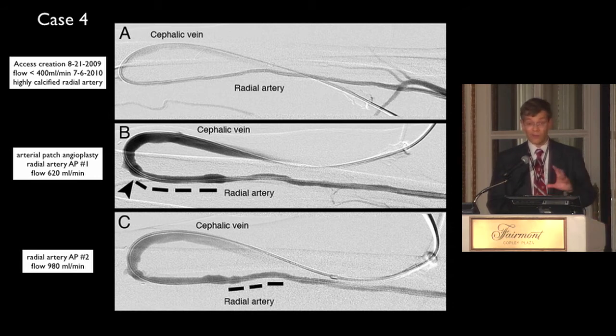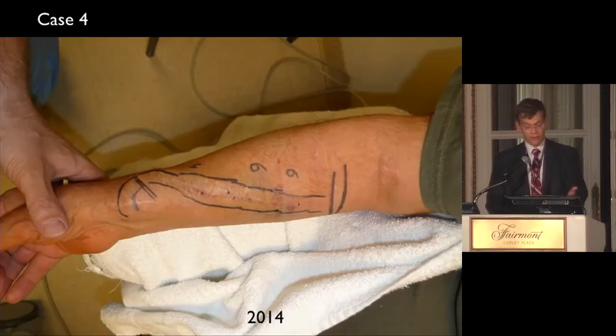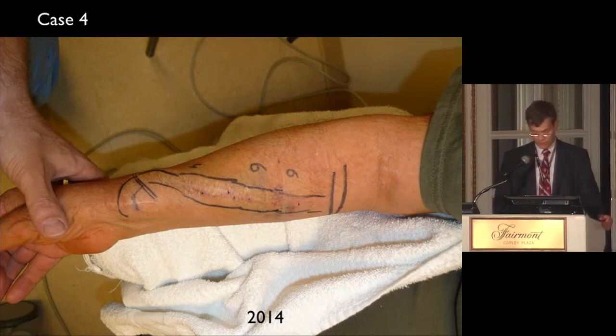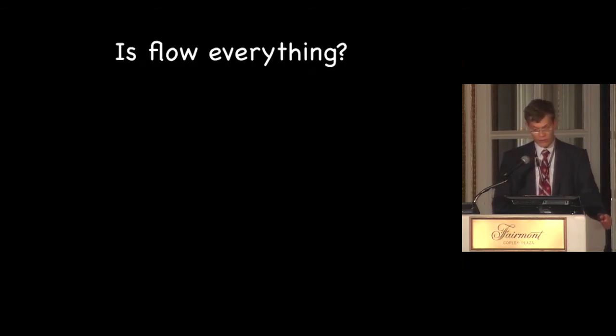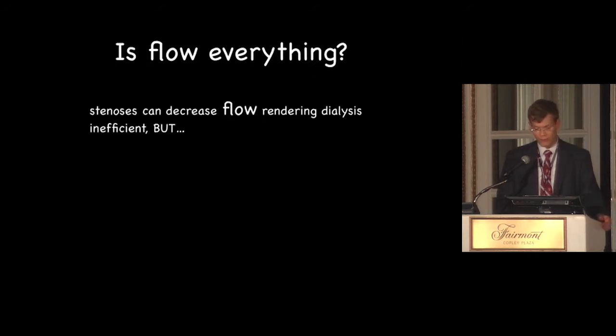Again, even though he has calcified arteries, because of the presence of the ulnar artery, there's no steal in the forearm, and you have this very well suitable forearm access after years and years of use. Is flow everything?